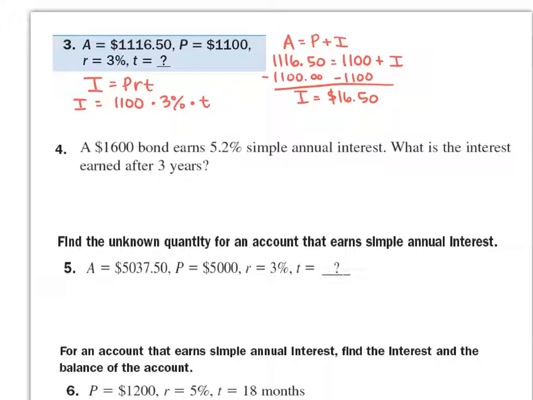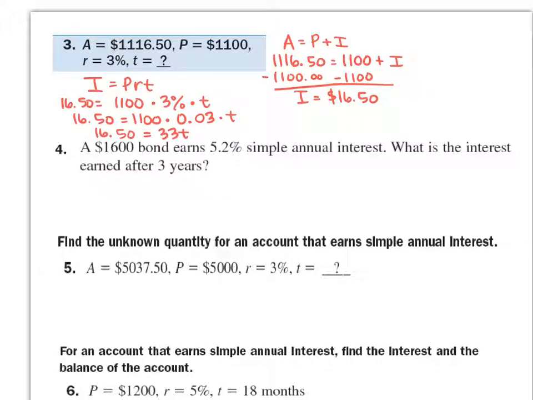And this makes sense. We know that if we started with 1,100 and we ended with 1,116.50, that 16.50 represents the interest that was made. So we can come back to our starting equation, and now instead of having an I there, I can plug in 16.50, which is what the interest is. All right, I also here then need to change my percent to the value that it is, which is 3/100ths. And now I have an equation that I can solve because I only have one variable that I don't know. So I'm going to start by multiplying 1,100 times 3/100ths, and that gives me 33.